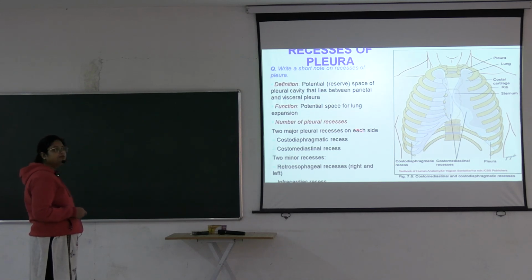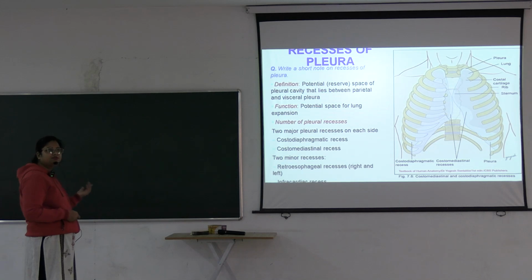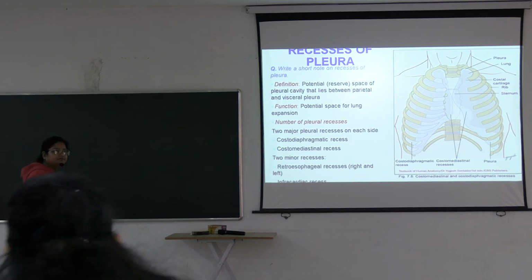What are the number of pleural recesses? Two major pleural recesses lie on each side: costodiaphragmatic recess and costomediastinal recess. And two minor recesses are present: retroesophageal recesses, right and left, and infracardiac recesses. These two are not much important. These two are very important: costodiaphragmatic and costomediastinal. And these are the small or minor recesses: retroesophageal, posterior to the esophagus on two sides of the esophagus, and infracardiac, just below the heart. Okay.